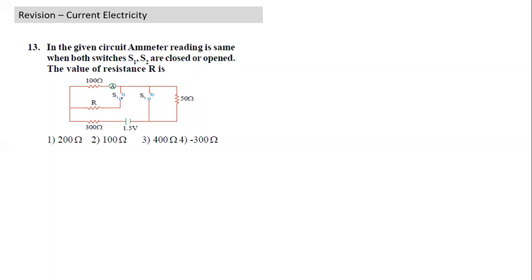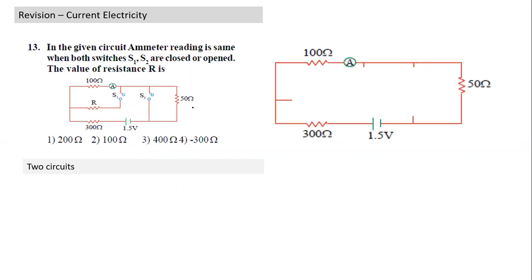Right now it is shown as open. When it is open, how is the current flowing? Current is flowing in this part only. It has a certain reading. So let's look at two circuits. We can draw the first circuit like this when it is open. This is where the current is flowing, and the ammeter reads whatever current is flowing through it. Whenever nothing is mentioned, we assume an ideal ammeter.